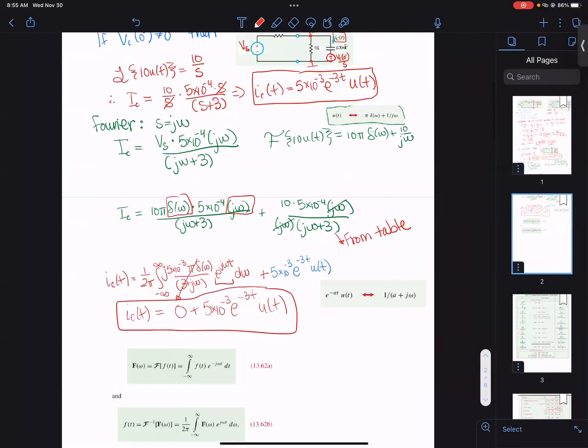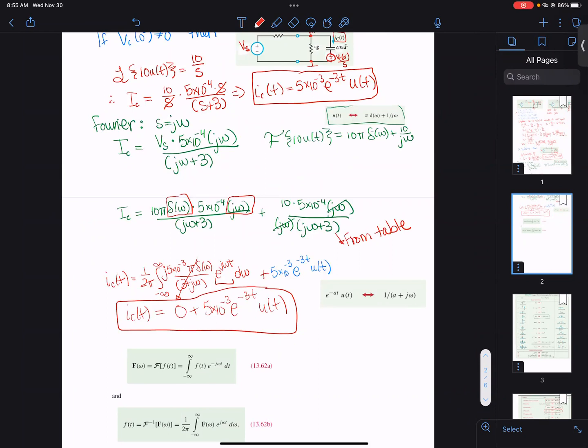From this, you see that I can get the exact same result as the Laplace. The Laplace is just a little bit easier mathematically, or hopefully that's what it seems like to you. Questions on how this is done?